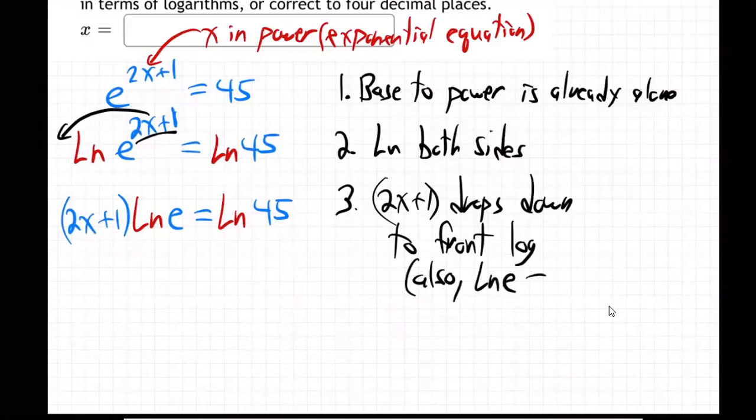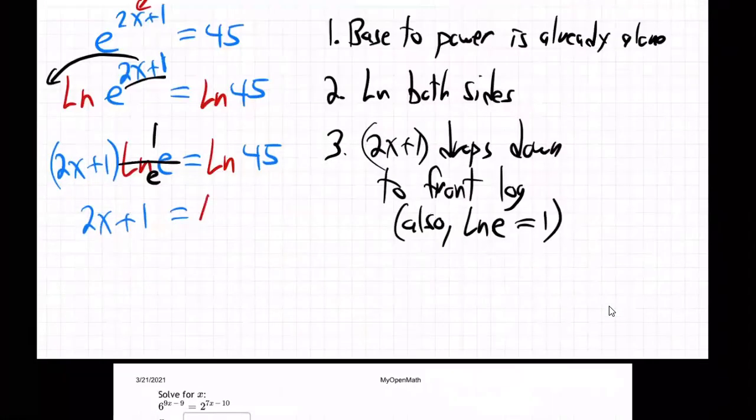Okay, now let's mention also that ln of e is just 1. You can check it on your calculator. They're opposites. Remember, ln is a base of e. You might have thought that e was its base. No, that e is on the level, so that e is not the base. There's an invisible understood base down there. Anyway, that's why they cancel. They're opposites. So then this simply becomes 2x plus 1 is ln 45. And then step 4, solve for x.